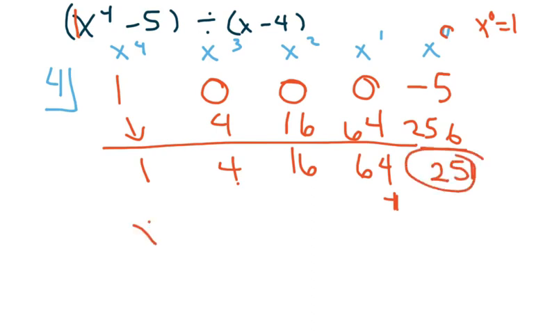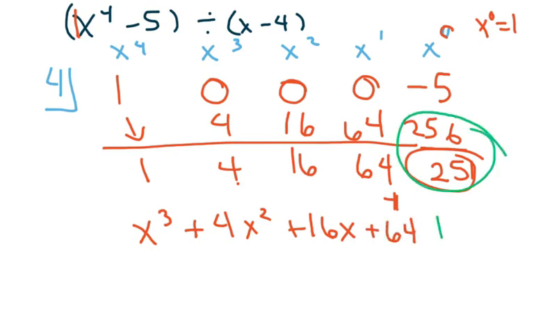So you're going to get x cubed plus 4x squared plus 16x plus 64. The last part's always your remainder. So it's going to be plus 251 as your remainder over x minus 4. And that would be your answer.